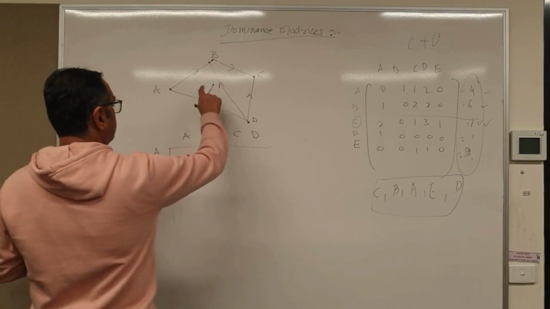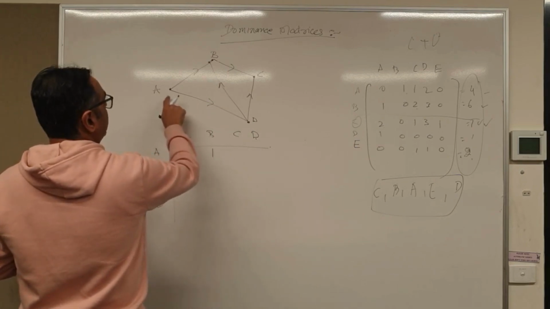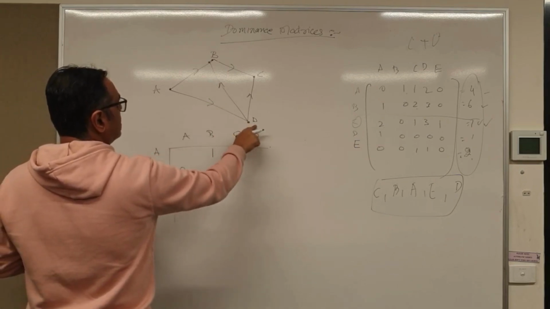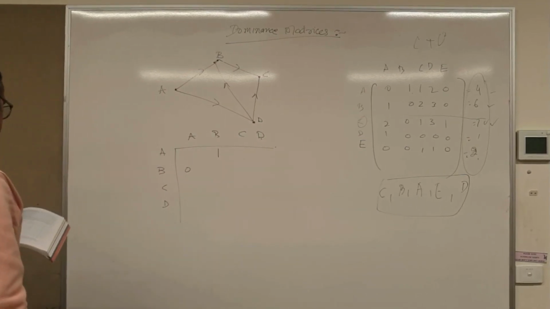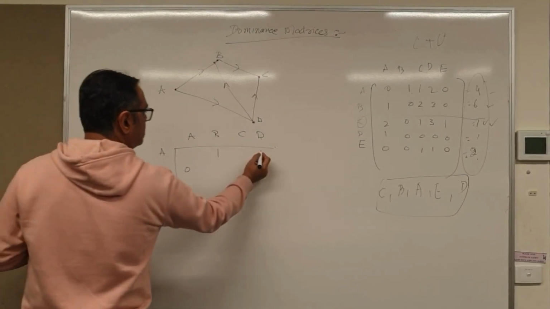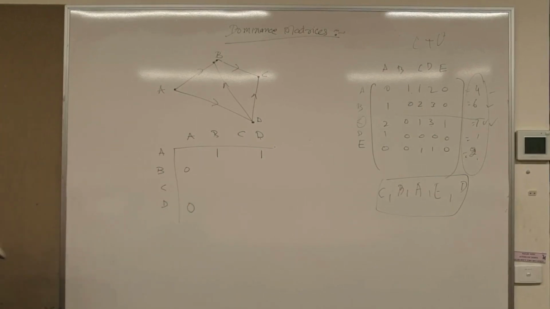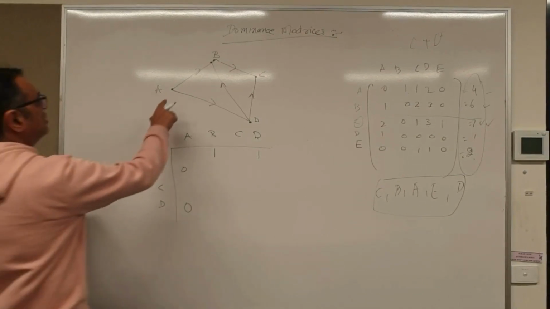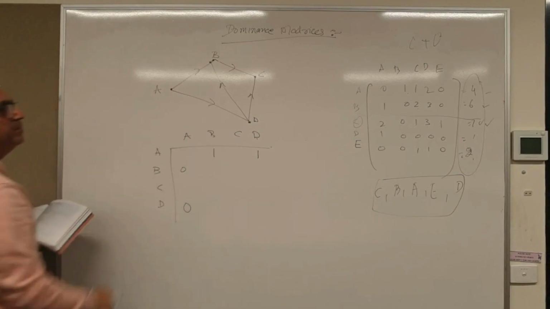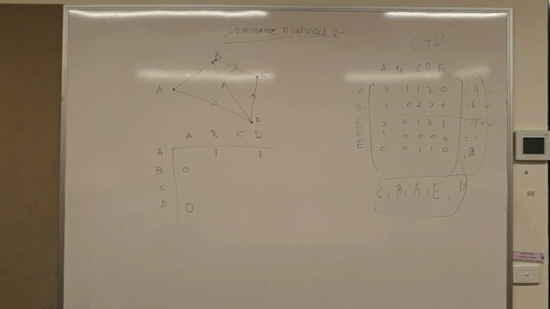Similarly, any more connections to A? A to D. So A defeated D and D was lost to A. So that represents these two links. All good?